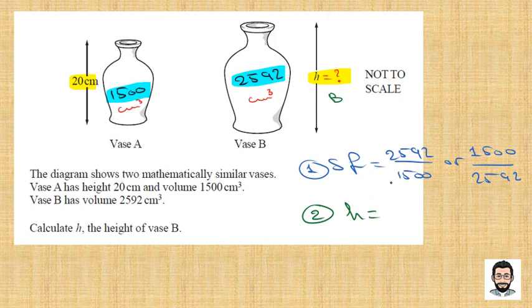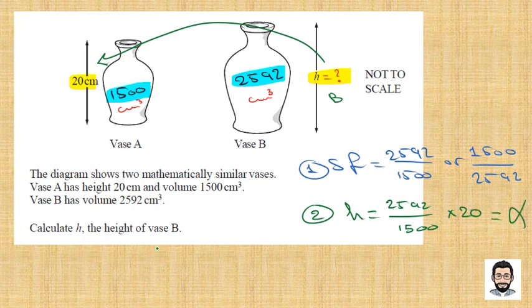So equals, which one are you going to use? You need to find the big one, so you're going to use 2592 over 1500 times the corresponding to H, which is 20, to get the answer. Wrong. Why? Because you used the scale factor for volumes, which is cubed, and volume is 3 dimensions. So you need to make it smaller. You need to decrease this value because it's for volumes only. So what do you have to do?